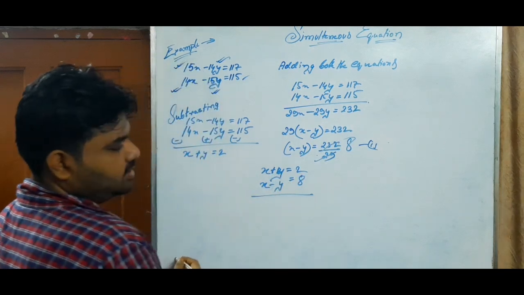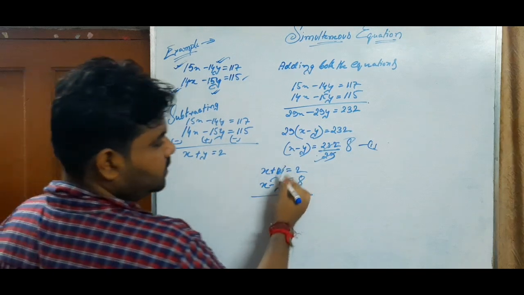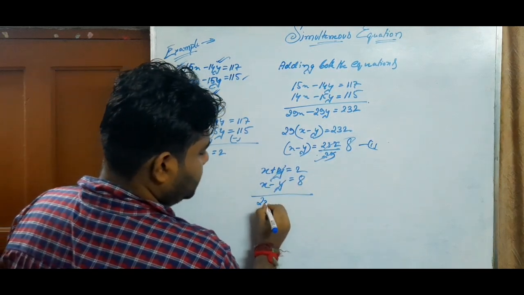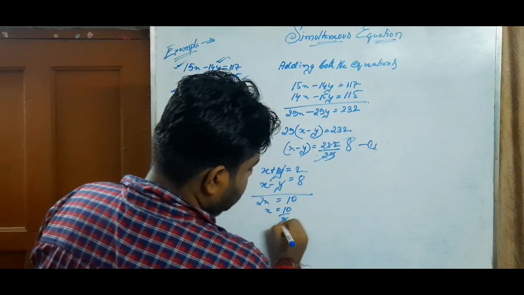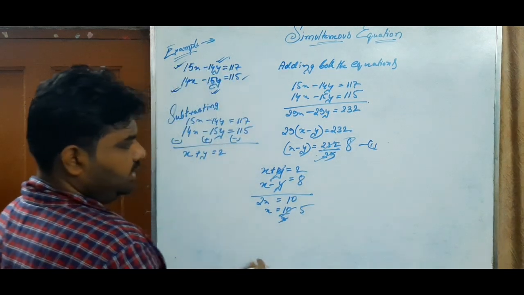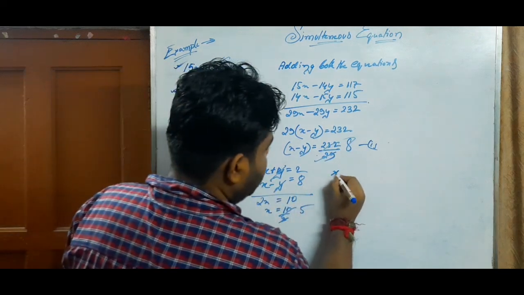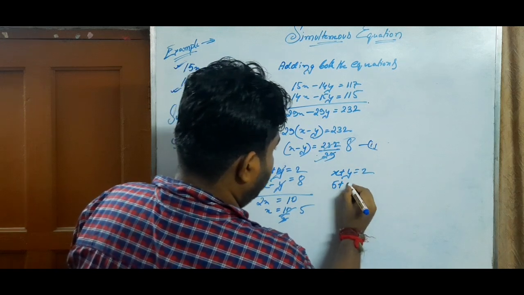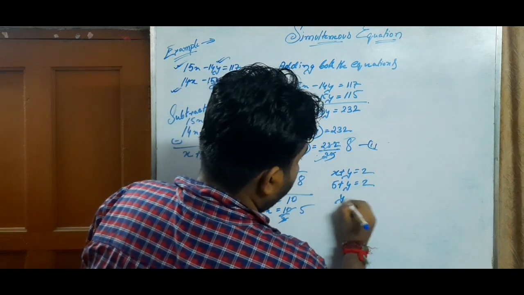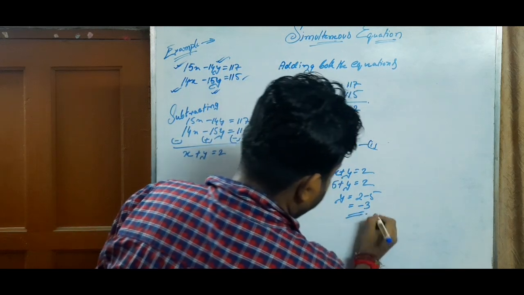The coefficients are equal while the signs are different, so just cancel out. That is 2x equals to 10, or x equals to 10 by 2, that is 5. Now put the value of x in any of the equations, that is x plus y equals to 2, or 5 plus y equals to 2, or y equals to 2 minus 5, that is minus 3.